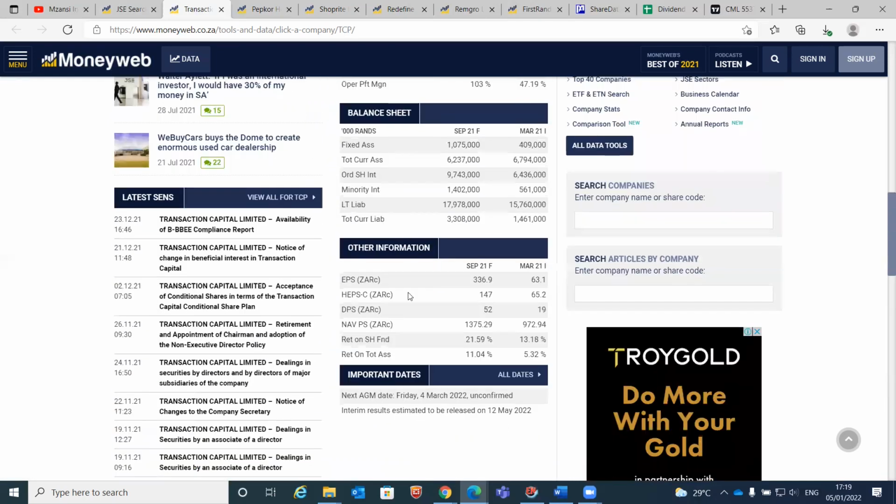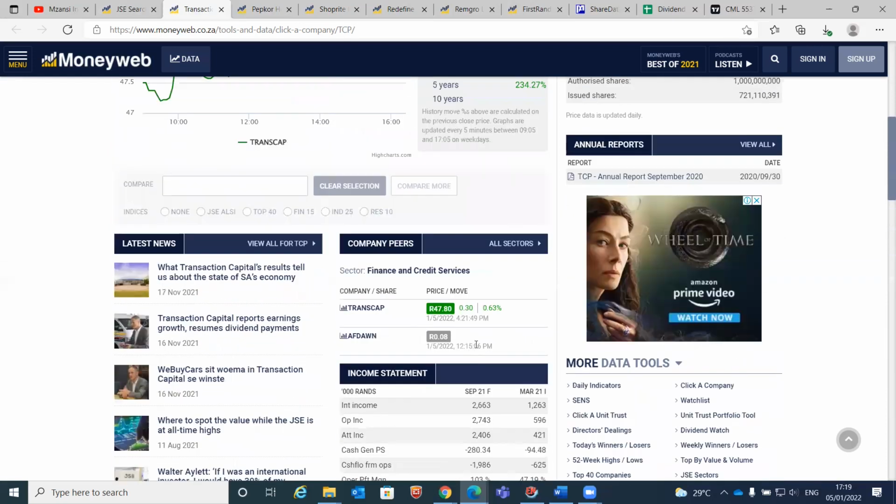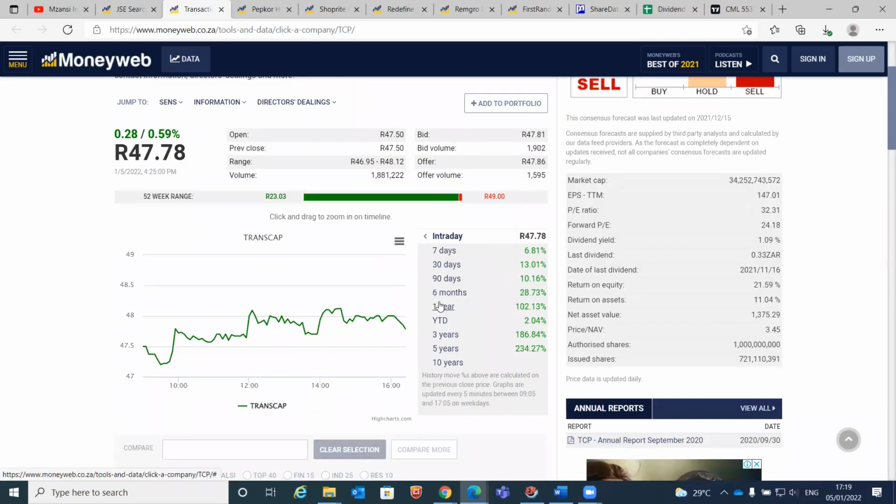Transaction Capital has been one of the star performers. Like I said, we are looking at the past. We don't know what the future has in store for us. As you can see, they've managed to pay dividends. March 21, there was a 19-cent dividend. September 2021, the final result, they paid a dividend of 52 cents. Which is good. Even the earnings per share are improving from 63 cents in March to about 340 cents in September, which is good. I'm happy with that. And then the performance for the past 1 year, the stock doubled in value. It grew from about 20-something rand to about 47 rand per share, which is good.